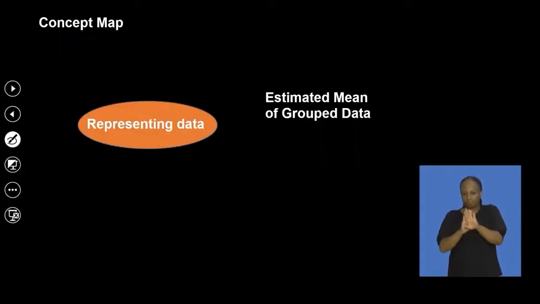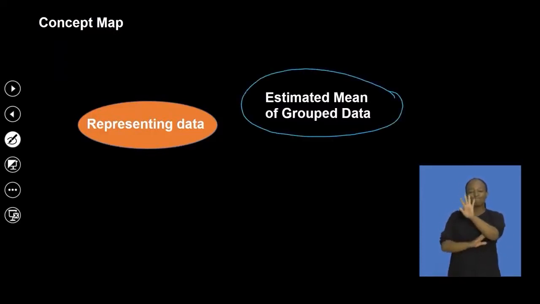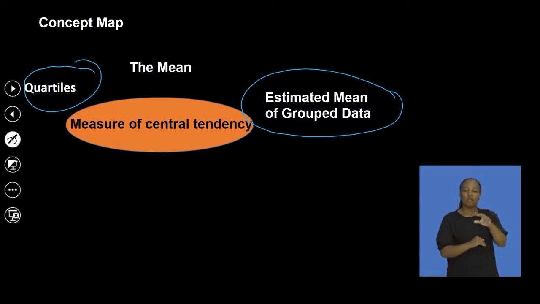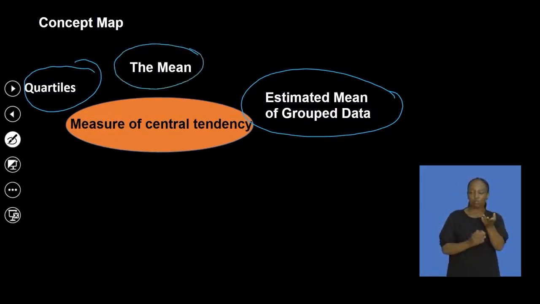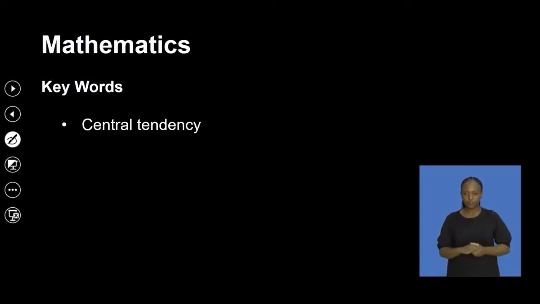Now we're going to look at the estimated mean of the data. After that, we'll look at something called the quartiles. Then we'll look at the mean. After the mean, we'll look at the median. After the median, we'll look at the mode. So let's look at some of the keywords.